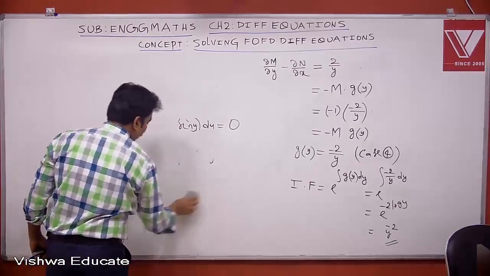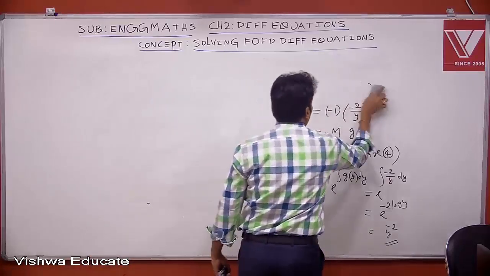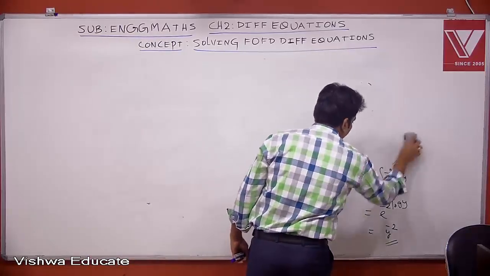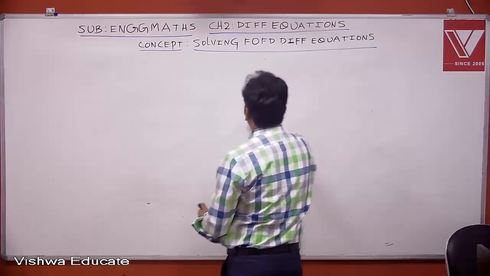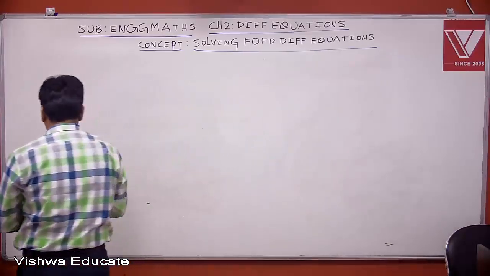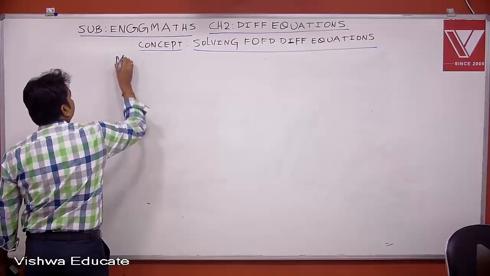Now with this, we have finished all examples of finding integrating factors in all 4 cases. Now let us discuss method number 5 to solve first order and first degree differential equations. So it is method 5.